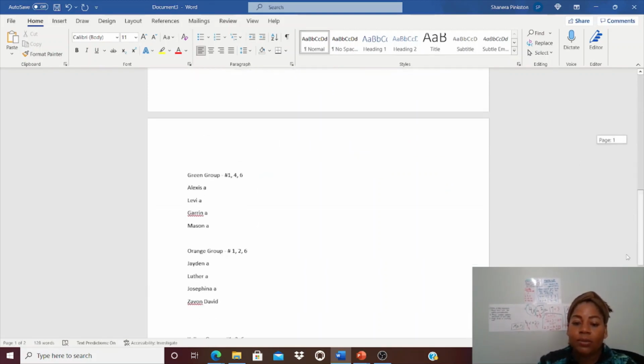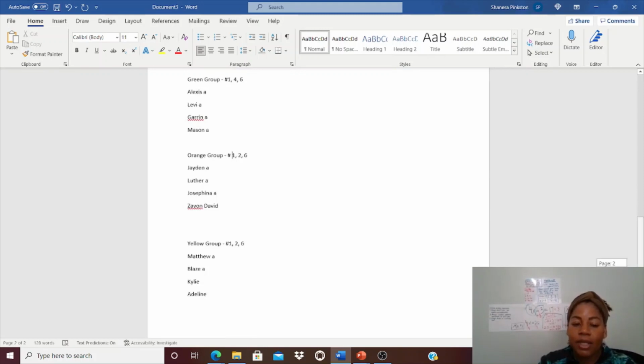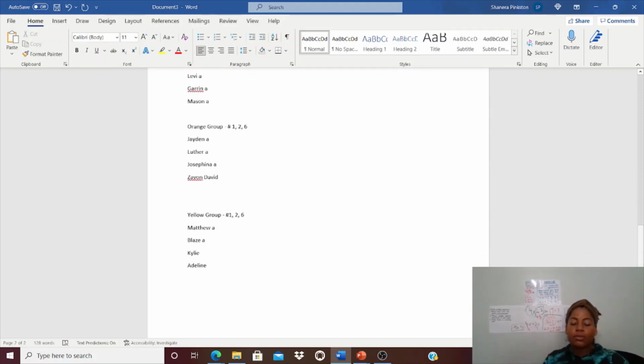I would spend a lot of my time. I will jump between the breakout rooms, but I will spend a lot of my time in the yellow group just to make sure that they do understand. So I would spend a lot of my time in the yellow group.